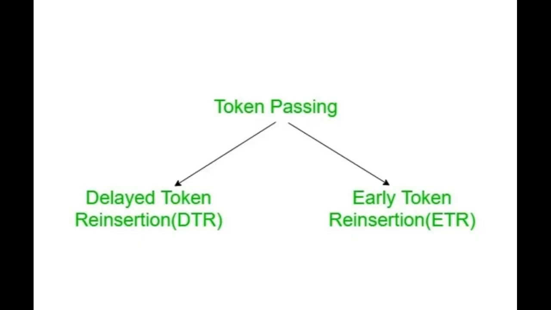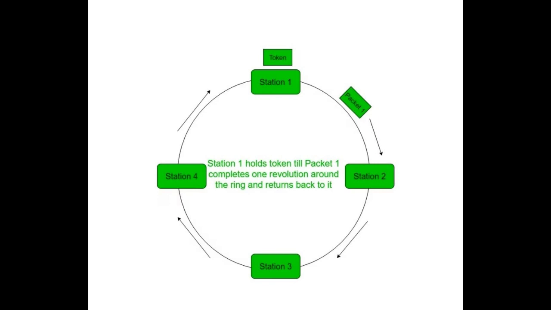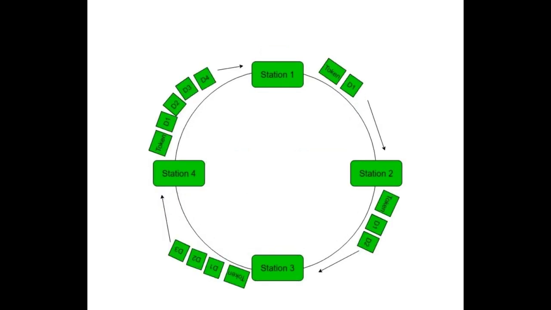Next, there are two types of token passing. One is delay token, the second is early token. Delay token: the sender transmits the data packet and waits till the whole packet takes the round trip of the ring and returns to it. When the whole packet is received by the sender, it releases the token. Early token: the token is released as soon as the data is transmitted, without waiting for the complete rotation.